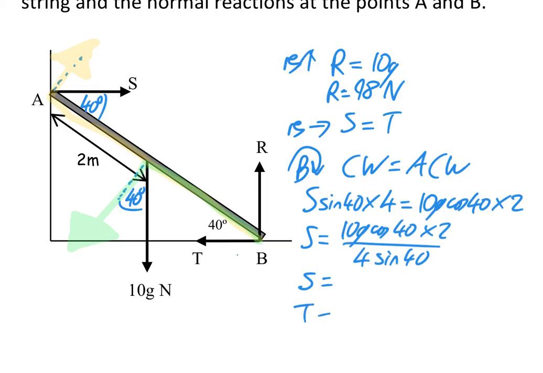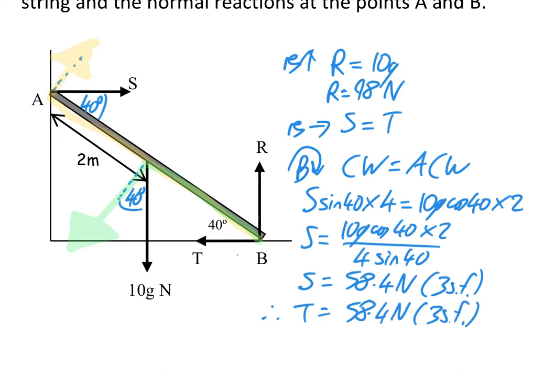Once you get your S, then you can get your T as well. So let me just work out what that is. My S then is equal to, works out to be, and I've done this already, 58.4 newtons to 3 sig figs. Therefore, my T is going to be the same. It's going to be 58.4 newtons to 3 sig figs. Okay, next example.